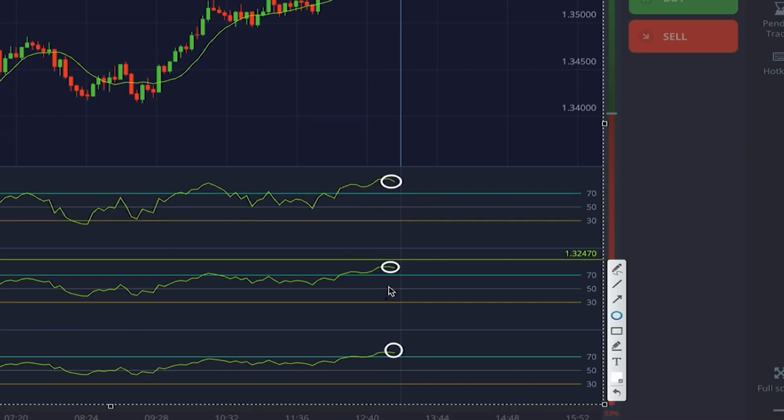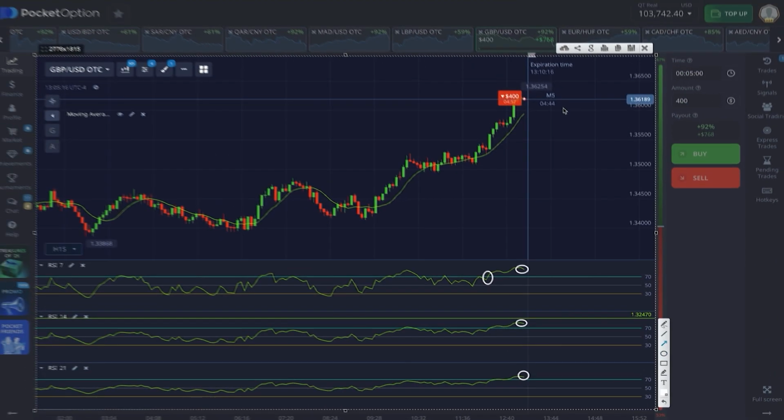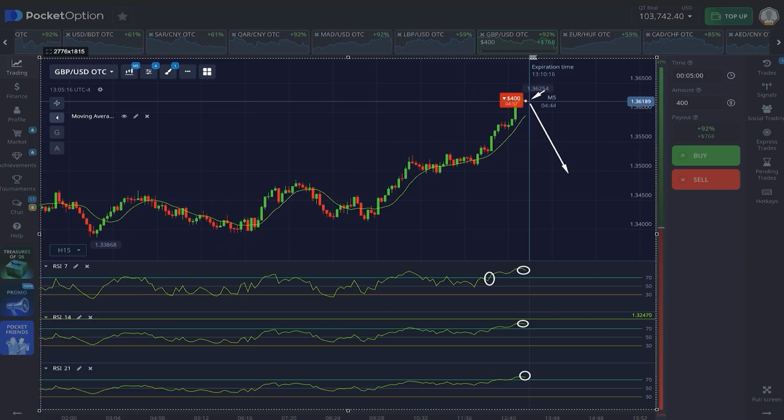Let's look at the RSI with a period of 7. We can clearly see how it is the very first one to break through our overbought level. We have just entered on a brand new candle, fully expecting a steady downward movement. Now let's close this screenshot and move right on to the process of closing the trade.